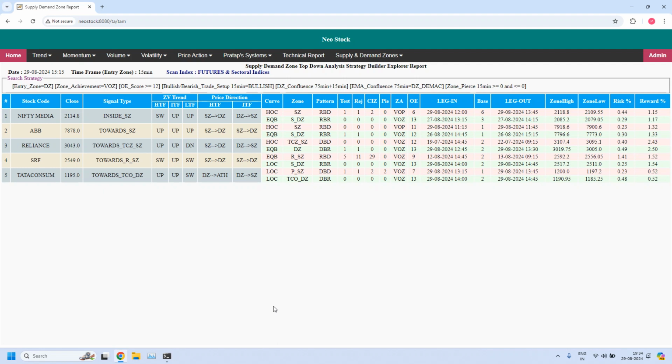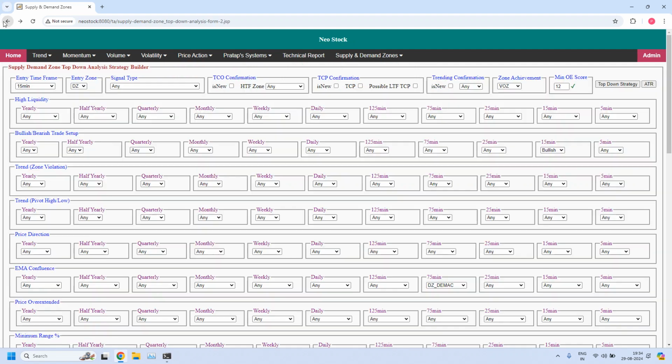So Reliance is also having a 75 minutes demand zone with daily EMA confluence. Already it is tested. Probably it picked up the orders and is moving towards the supply zone. Okay, fine. Now let me remove the EMA confluence filter.